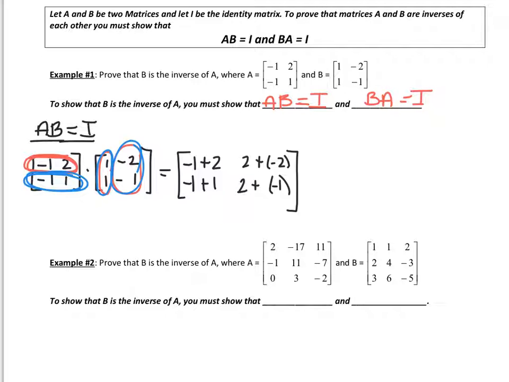And now let's add them. So what do we have? -1 plus 2 is 1. -2 plus 2 is 0. -1 plus 1 is 0, and 2 plus -1 is 1. So this is nice. This is my identity matrix.